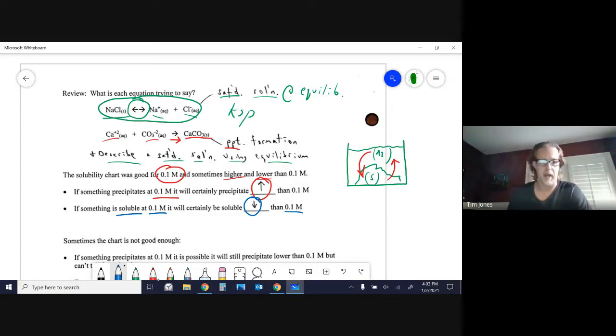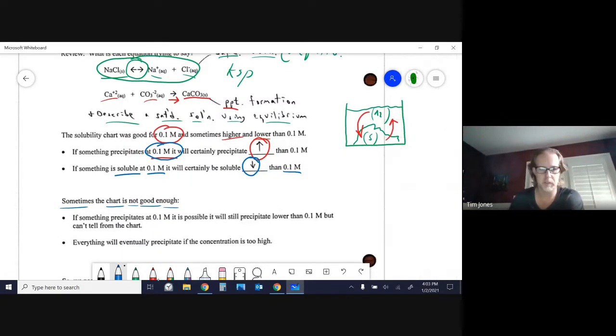The problem we have, and why I said sometimes the chart is not good enough, is because what about something that precipitates at 0.1? What if you're less than 0.1? Let me move down here a little bit. If something precipitates at 0.1, it means it will precipitate at 0.1 molar and higher, but what about lower? Does it still precipitate at 0.05? Does it still precipitate at 0.01? Does it still precipitate at 0.000001? It might, we can't tell. So we need something to help us with all of these other possibilities.